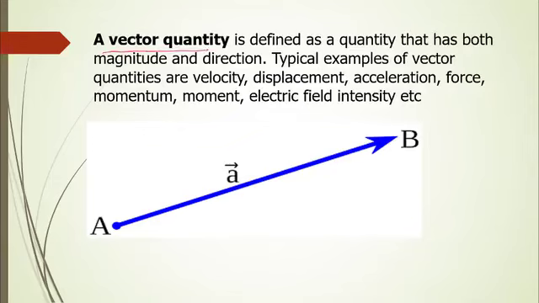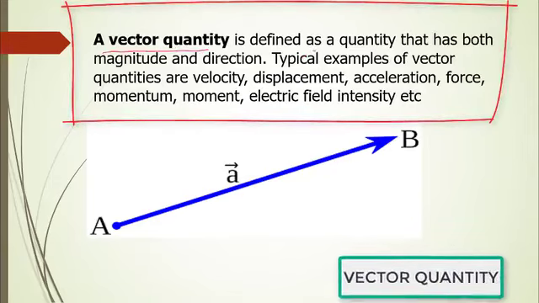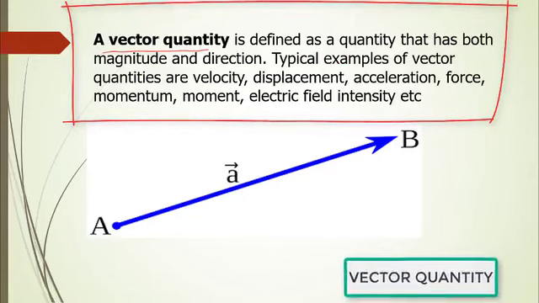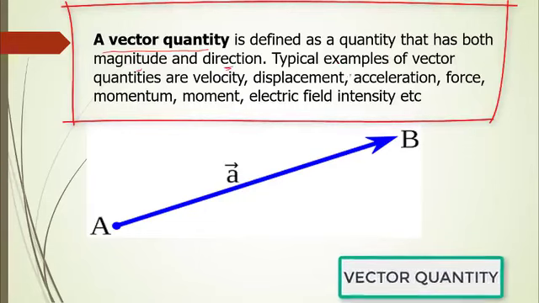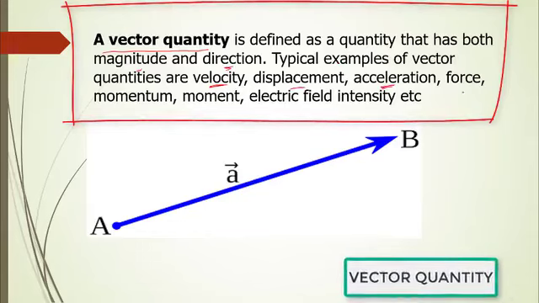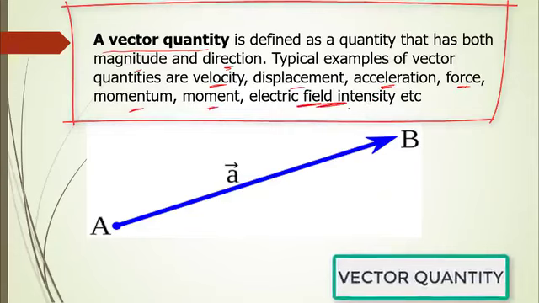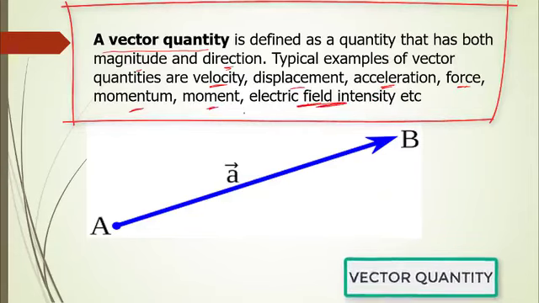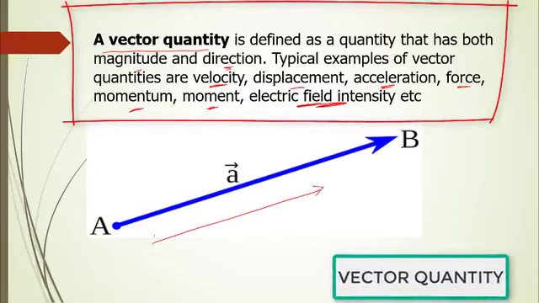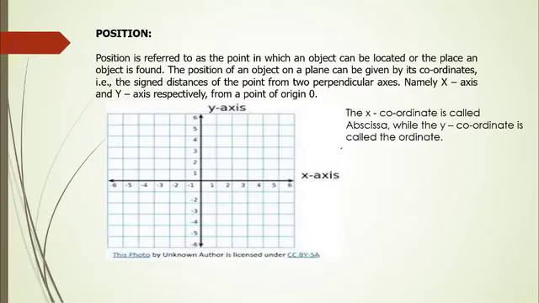On the other hand, vector quantities are the exact opposite of scalar quantities. Remember that we said scalars have no direction, but they have only magnitude. But in this instance, vector quantities have both magnitude and direction as well. Examples of vector quantities are velocity, displacement, acceleration, force, momentum, moment, and electric field intensity. So when we talk about those, we are looking at not just their magnitude, but we're also looking at their direction as well. So we use arrows to represent vector quantities.